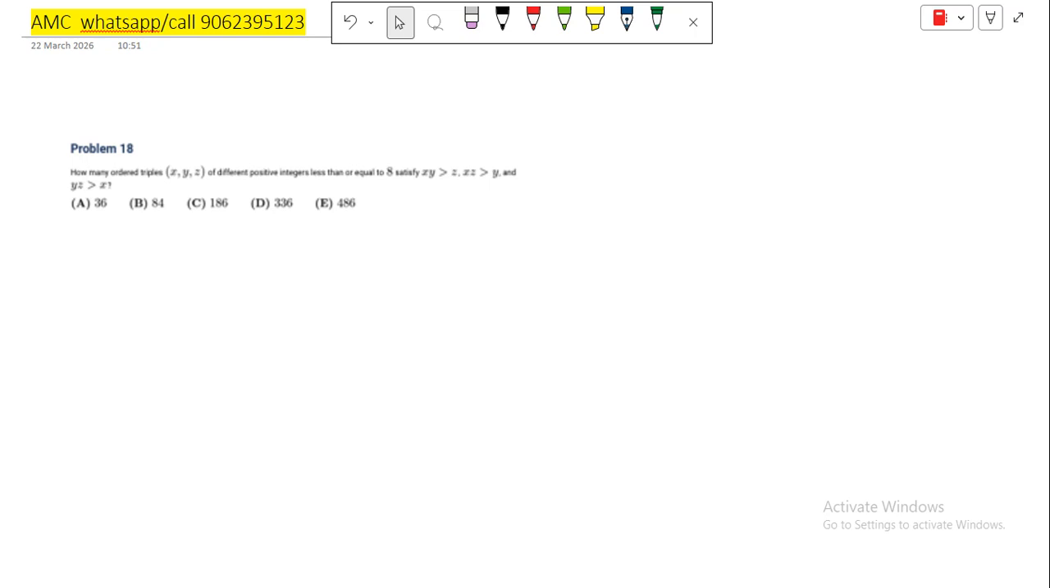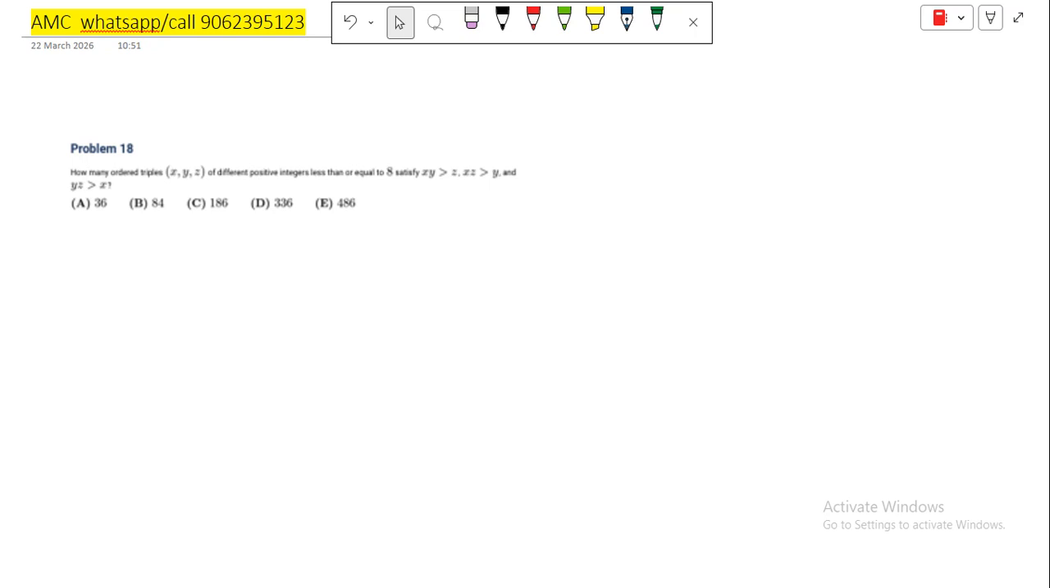So today's problem is about the triples. Sounds simple, right? But inside it's a trap question. You will start counting and suddenly you will say numbers are getting out of control. But don't worry, today I'll teach you how to control the chaos.